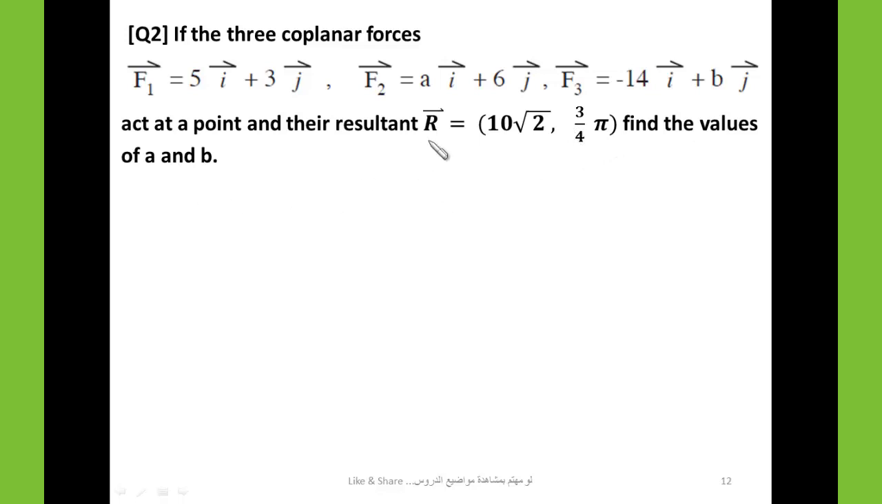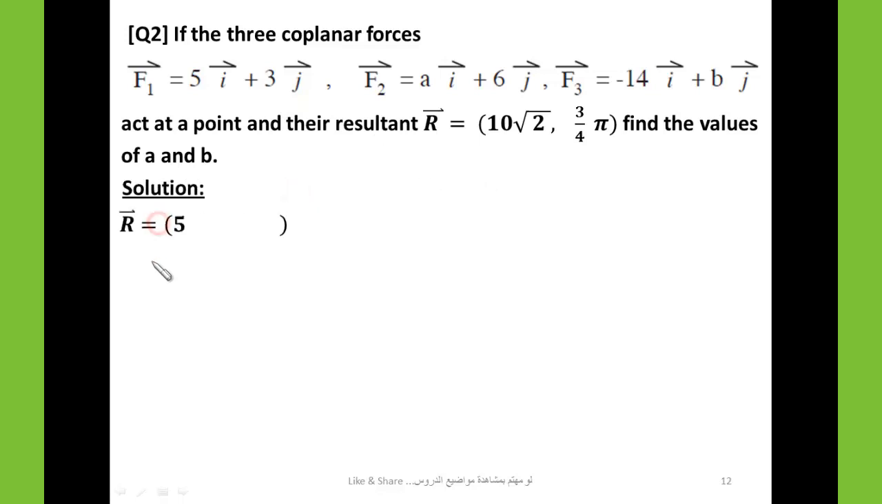We have R equals 10 root 2 and 3 over 4 pi. 3 over 4 pi equals 135 degrees. It is the measure of the angle between the resultant R of magnitude 10 root 2 and the positive direction of x-axis. And we have R equals the sum of the three forces. So we will use these two pieces of information.